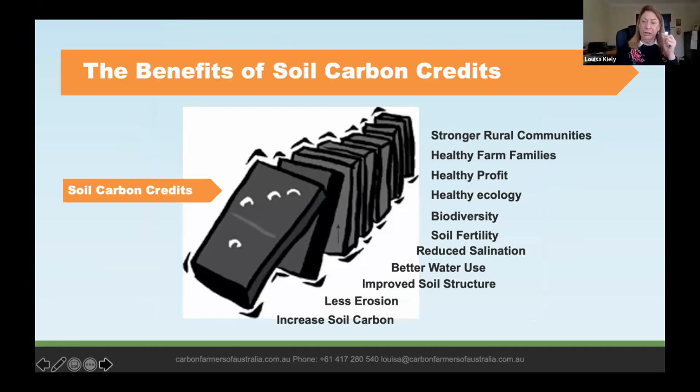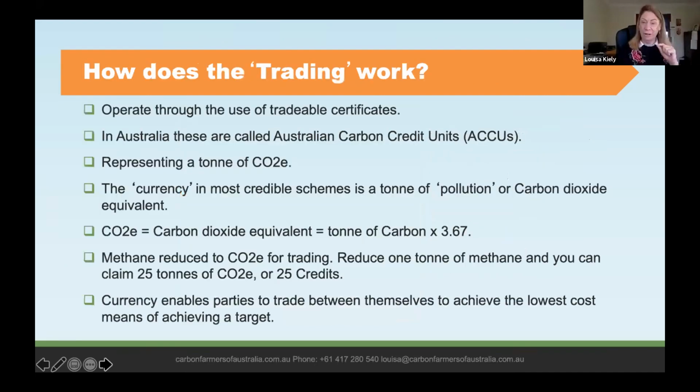To remind you, for soil carbon credits and credits in general, biodiversity credits and stewardship credits, what we're aiming for is stronger rural communities. It's a very well-known fact that if the farming community is doing well, the regional community is doing well, so we want to take it back to those areas. We use tradable certificates. In Australia, they're called ACCUs. They each represent one tonne of carbon dioxide. If you're saving methane or nitrous oxide from going up in the air, you still claim in carbon dioxide equivalents. That's what makes it so good: one currency that can be traded all around the world.